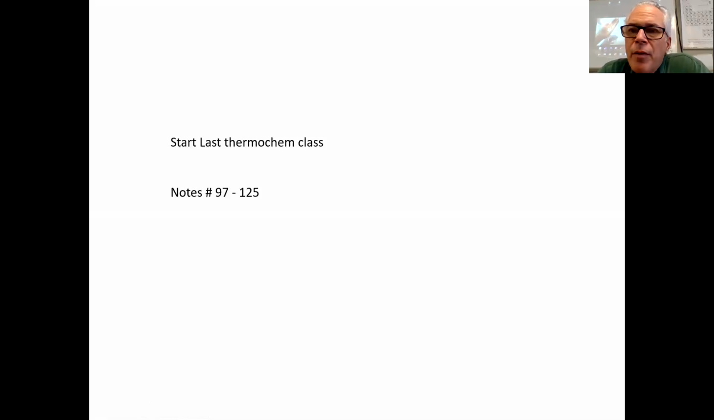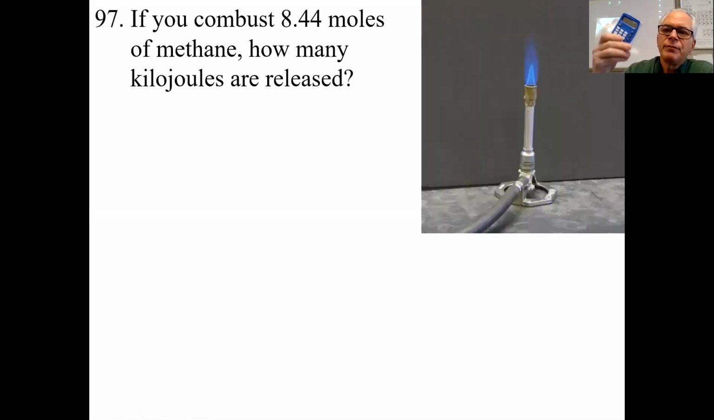We're going to finish up the Thermochem notes. We're going to be at number 97. You're going to need to have a calculator. You're going to need to have your reference table. And we're going to do some math. All right.